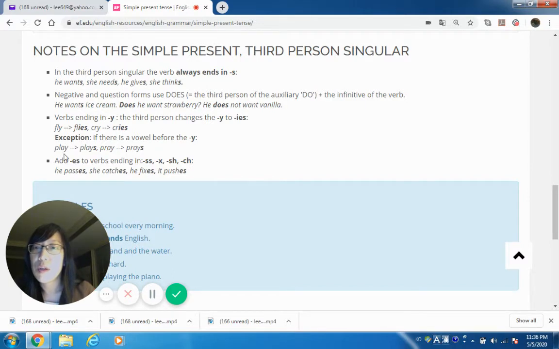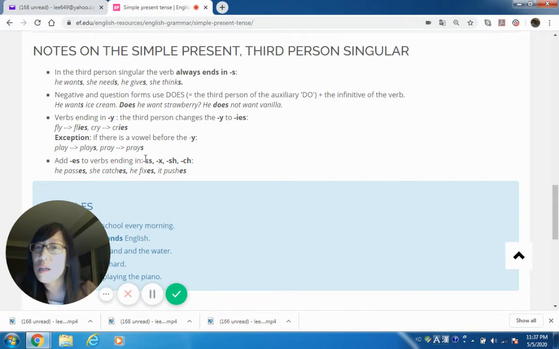And for the verb play, there's an A in front of the letter Y. That means A is a vowel. That means you just have to add S. So it's going to be plays. So remember this rule.